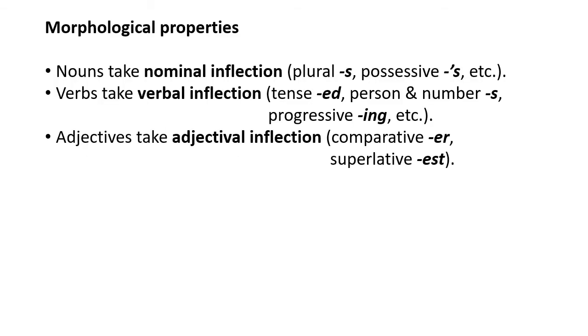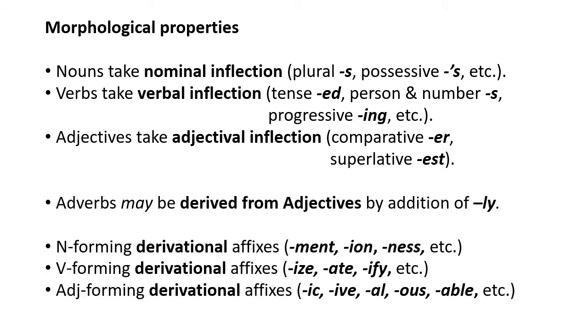On the other hand, the morphological properties show that each lexical category takes category-specific inflectional affixes. For example, nominal inflection, verbal inflection, and adjectival inflection. Also, derivational affixes forming each category are exclusive to its own category. All the words each affix attaches to have the same lexical category.